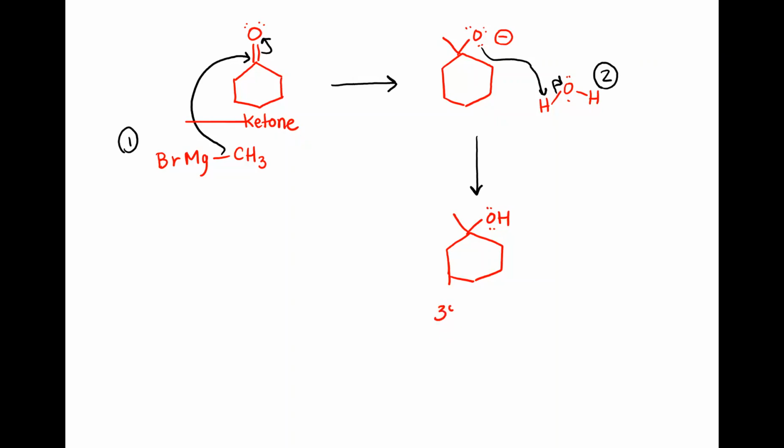What would the mechanism look like if we had used an ester instead of a ketone? So let's look at a simple ester. And just to vary it, I'll maybe use a different Grignard. So I'm going to use propyl magnesium bromide because, again, it doesn't really matter what the R group is.